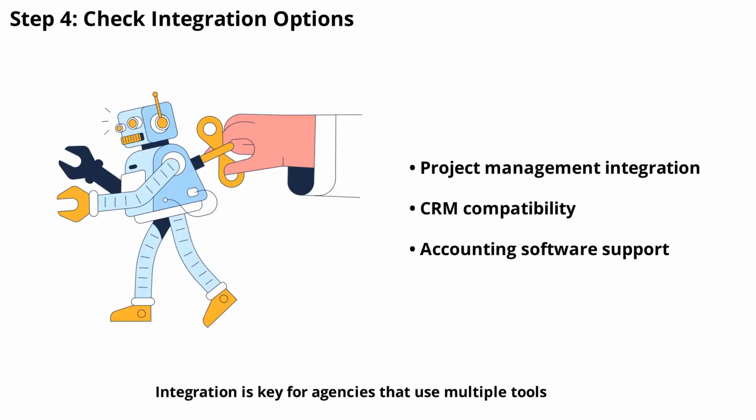Integration is key for agencies that use multiple tools. Check if the invoicing software integrates with your existing project management, CRM, and accounting systems. Seamless integration saves time and reduces manual data entry, ensuring your workflow remains smooth and efficient. Make sure to prioritize software that supports the tools your agency already relies on.